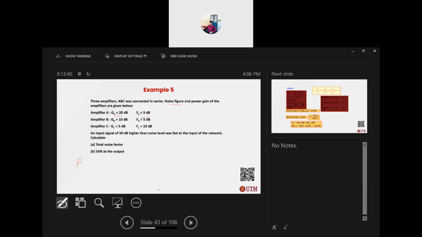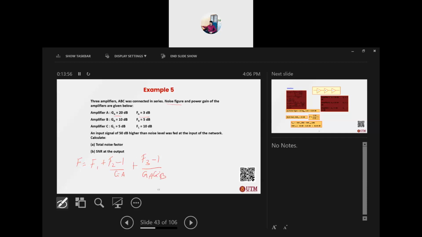So if we learn from our Friis formula, F equals F1 plus, because it's only a three-stage amplifier, we only calculate the gain of two values, which are GA and GB. So F2 minus 1 over gain A, plus F3 minus 1 over GA GB.